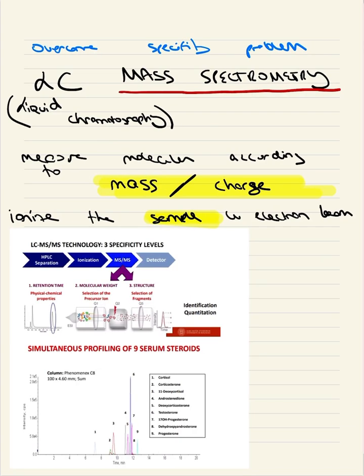There are problems. How do we overcome the problems? We do liquid chromatography mass spectrometry, which measures molecules according to their mass and charge, and ionizes the samples with an electron beam. We're not going to go into detail. You don't need to know the detail, but you just need to see this graph here, where you're identifying molecules with very nice specificity, okay?